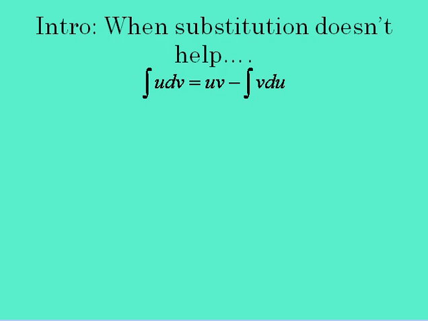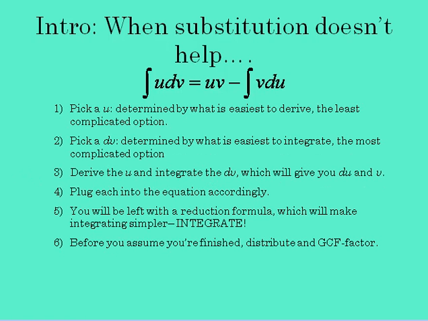We will use our formula, integral of u dv equals uv minus the integral of v du. To go about this, we're going to start with step 1, which is pick a u, which is determined by what is easiest to derive, the least complicated option. Our next step is to pick a dv, determined by what is easiest to integrate, the most complicated option.